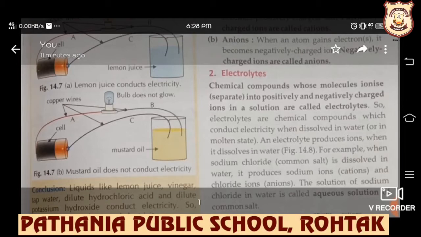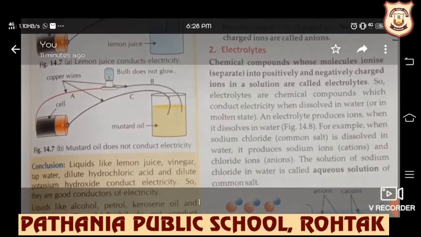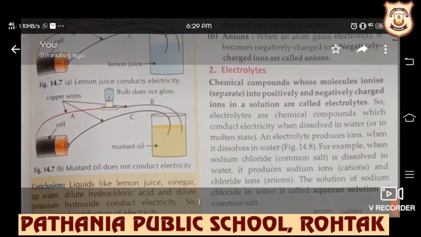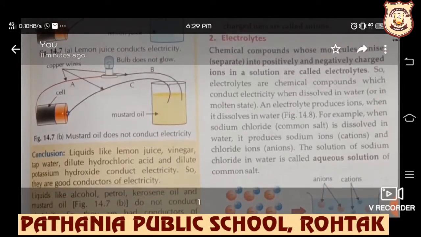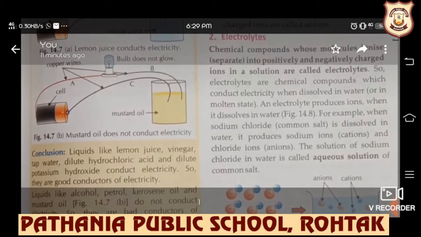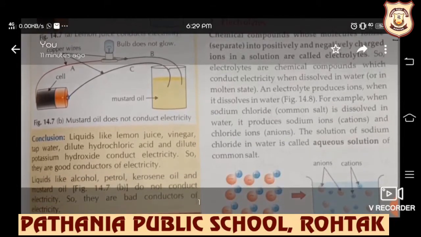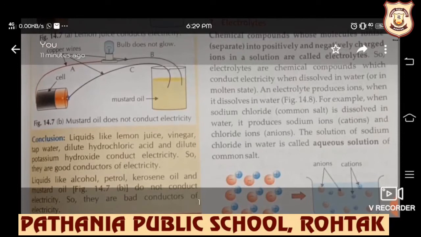What are electrolytes? These are the chemical compounds whose molecules ionize into positively and negatively charged ions. ये वो chemical compound है which will get dissociate into positive and negative charged ions in a solution. So they are chemical compounds which conduct electricity when dissolved in water or molten. Molten means in liquid state. An electrolyte produces ions when it dissolves in water.